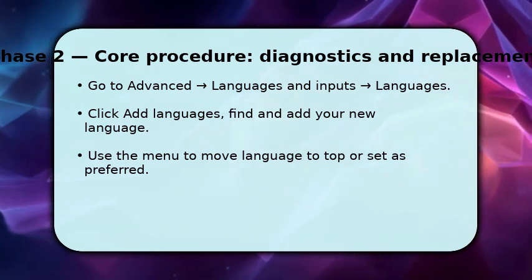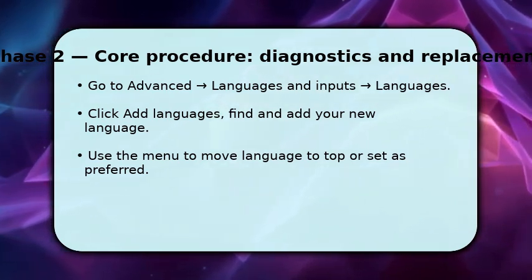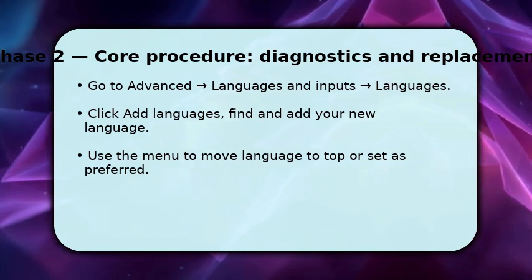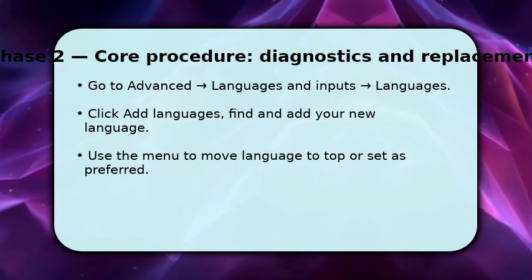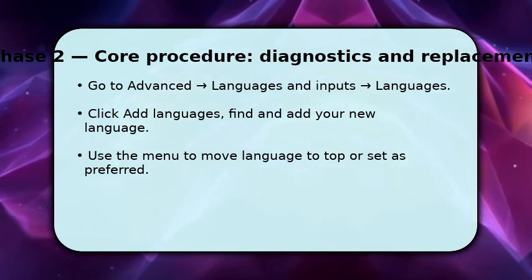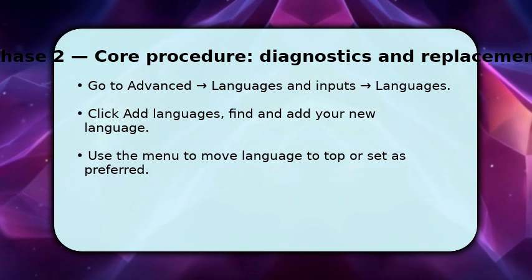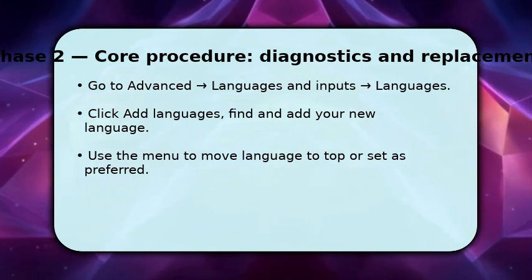After adding, open the language menu, move the language to the top, or set it as preferred for menus and apps. This order determines which language Chrome OS displays. If you want keyboard changes, also add input methods here and enable them so typing matches the new locale.